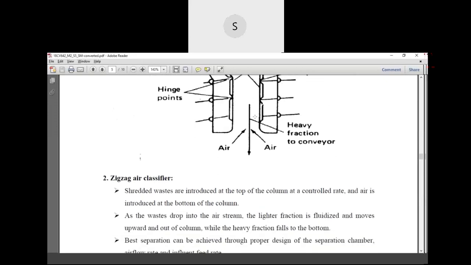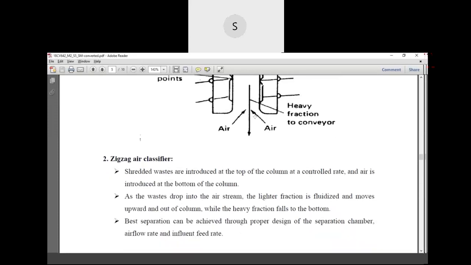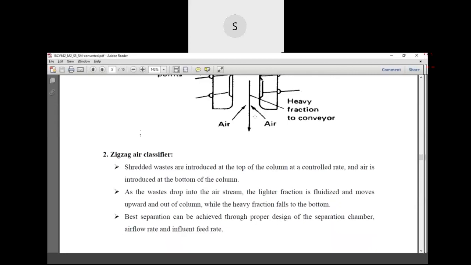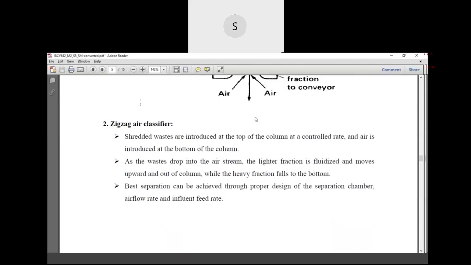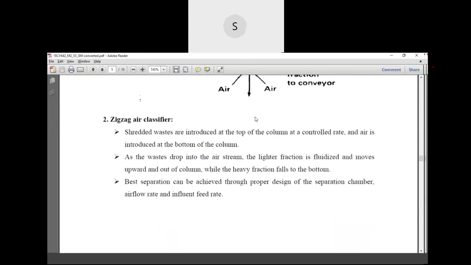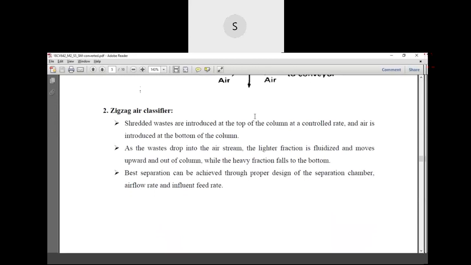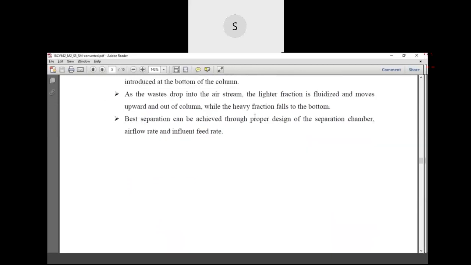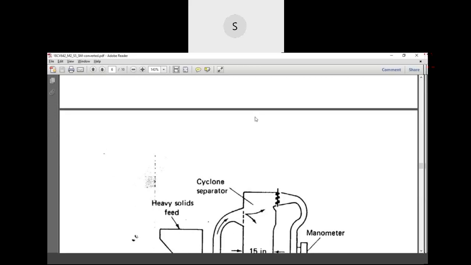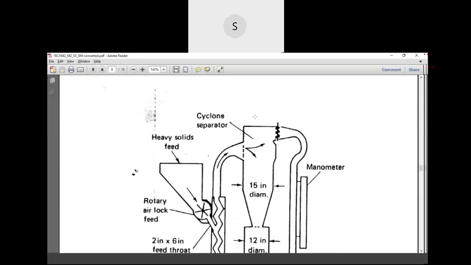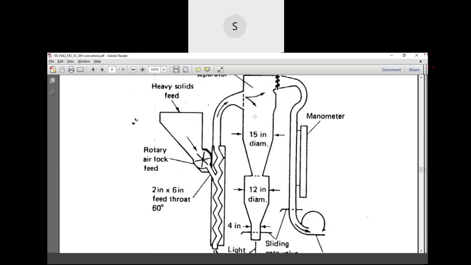Another one is the zigzag air classifier. The shredded waste is introduced from the top of the column at a controlled rate, and air is introduced at the bottom of the column. As the waste drops into the airstream, the lighter fraction is fluidized and moves upwards out of the column, while the heavier fraction falls and settles to the bottom. The best separation can be achieved through proper design of the separation chamber, airflow rate, and feed rate.